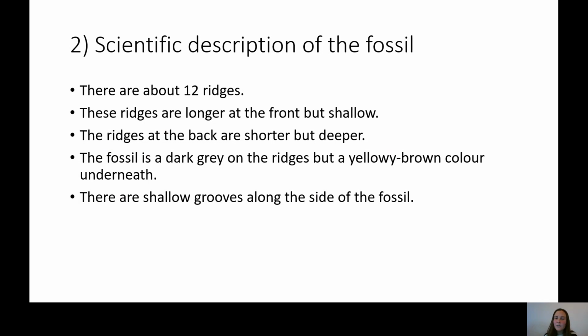The fossil is a dark grey on the ridges, but a yellowy brown colour underneath. And there are shallow grooves along the side of the fossil. I would also write something about the length of the fossil, which I forgot to write here. So I would say that the length was around 25 centimetres long. So that would be my scientific description of the fossil.